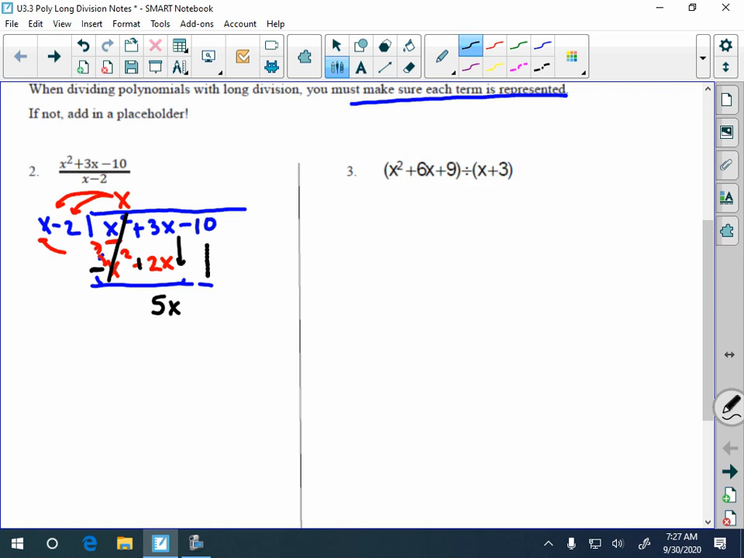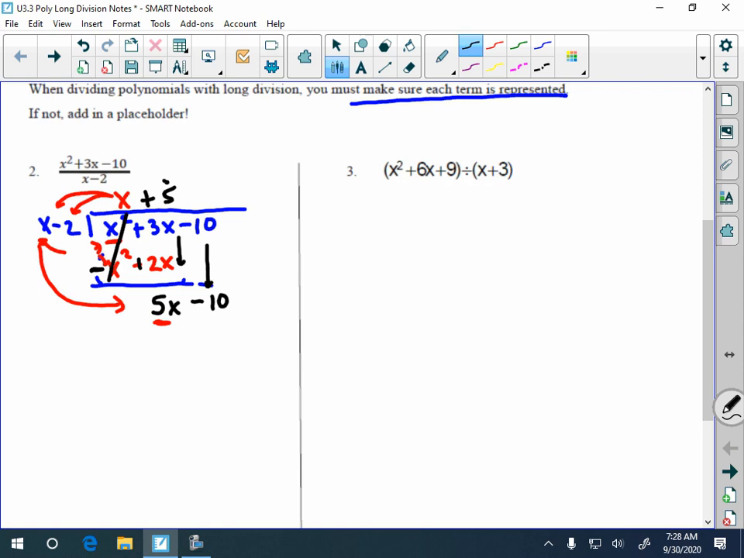Now we're going to bring down the next term, which is minus 10. And then the process just repeats. So we take the x on the outside and the 5x underneath, and ask yourself, what do you have to multiply x by to get 5x? All right, so x times what is 5x? Well, x times 5 is 5x. So 5 goes on top.